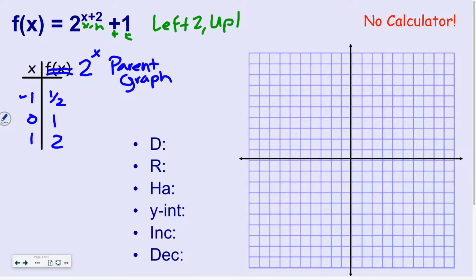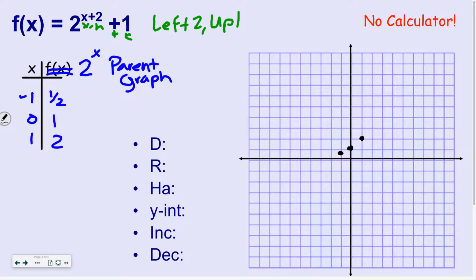So to me, it's going to be way easier if I just plot those 3 simple points. -1, 1/2. I'm going to do that in black. So left 1, up 1/2, 0, 1, 1, 2. Those are the 3 original points on the parent graph. But Logan's right, they don't match the actual function that I gave you.